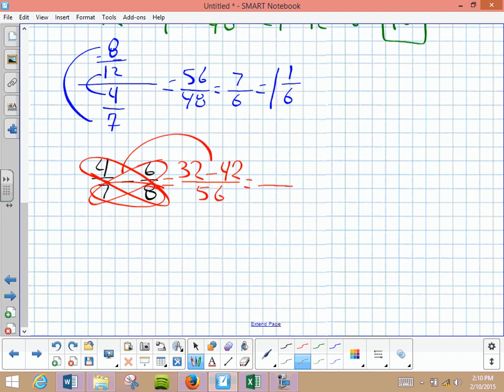So we end up with negative 10. If we basically have 32 girls and 42 boys, right? That means 10 boys are left alone. 56, and you can simplify that to what? Nothing? Negative 5 over 28, right? Is it 28? Yes, 28. That's it.